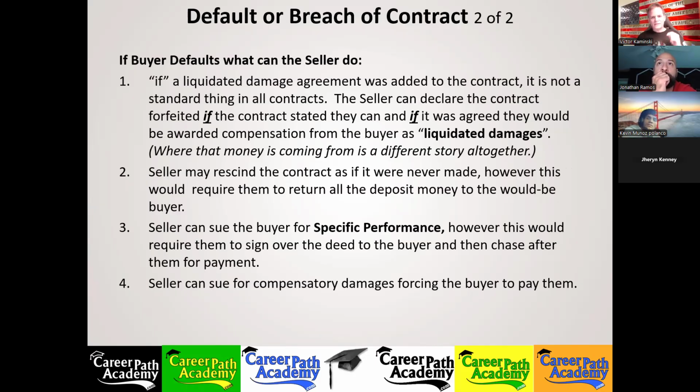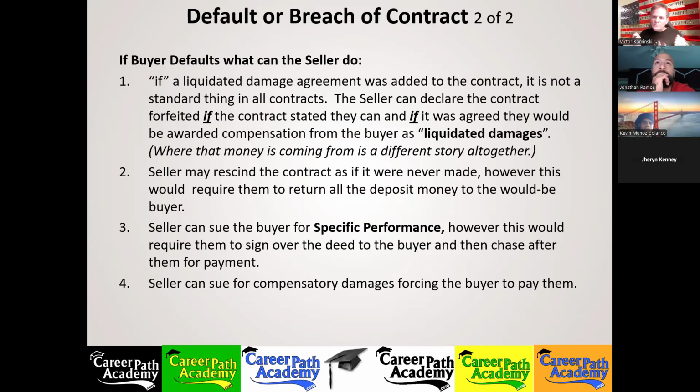And remember, I told you the seller can sue the buyer for specific performance only if they're a moron. What did I mean by that? Well, the seller can sue the buyer for specific performance. However, this would require them to sign over the deed and give it to the buyer and then chase after them for the payment. So in other words, the buyer changes their mind and says, you know what, I don't want to go through with the purchase. And then the seller is like, yeah, okay. And they sign the deed and give it to the buyer. And the buyer accepts the deed.